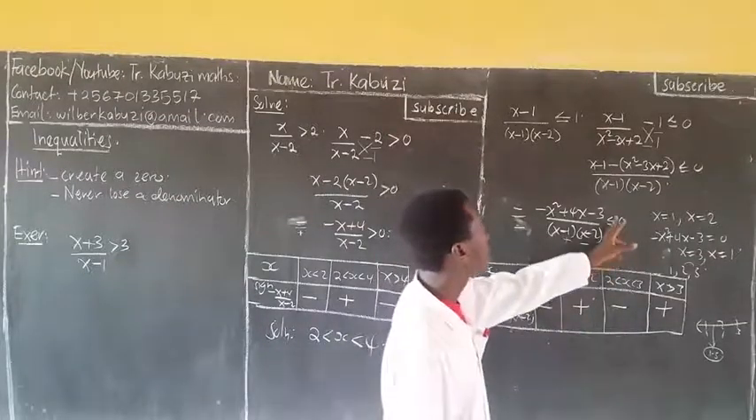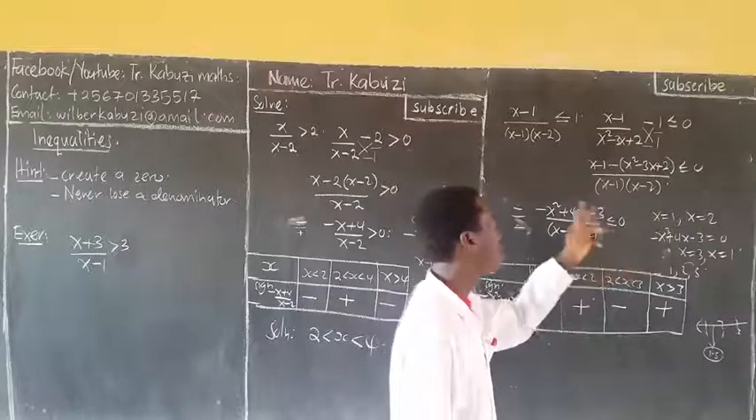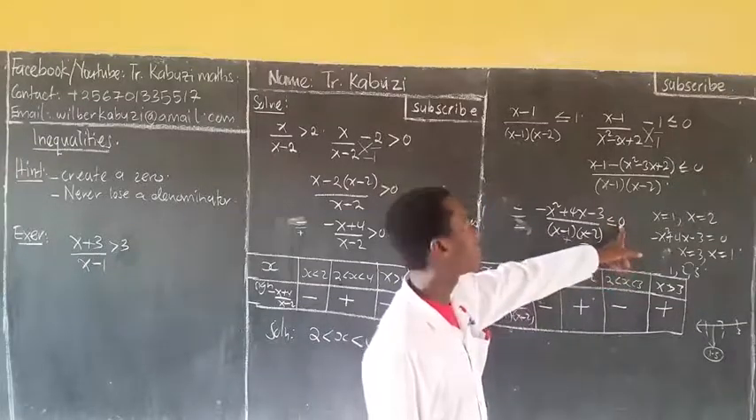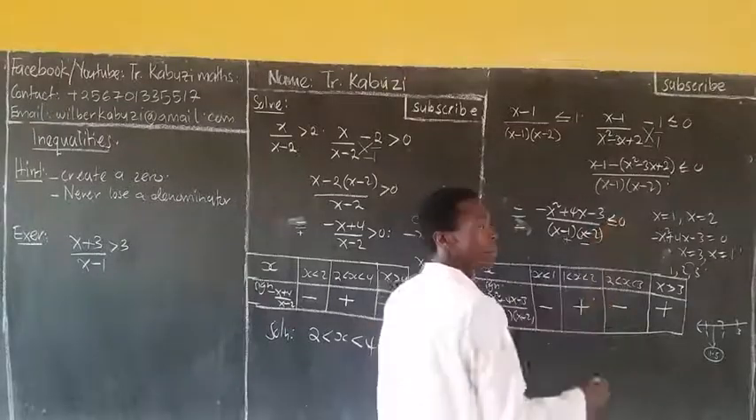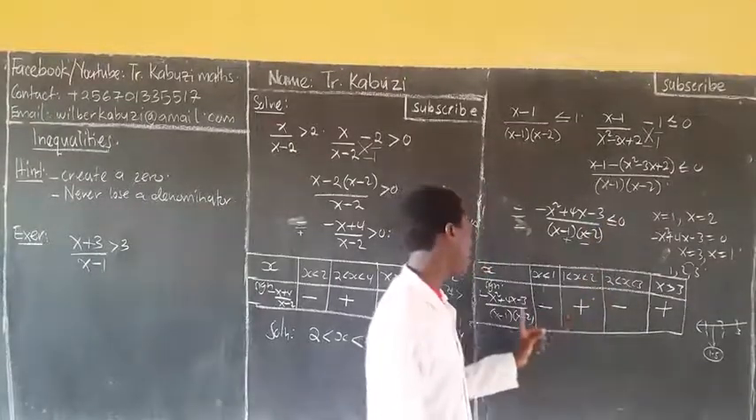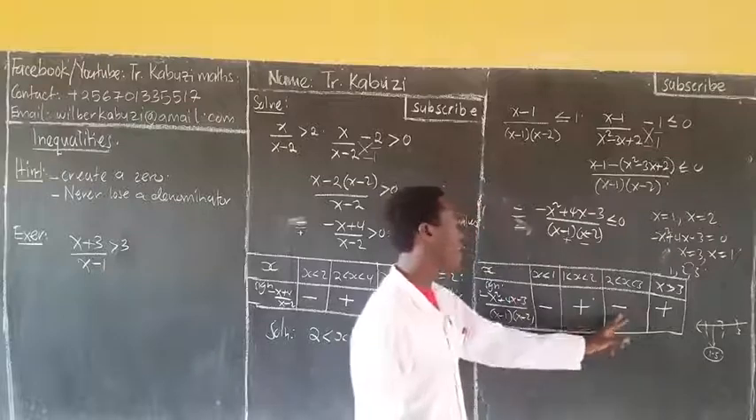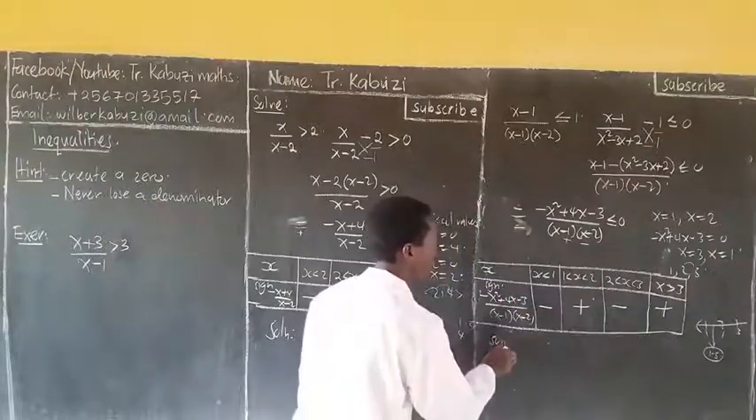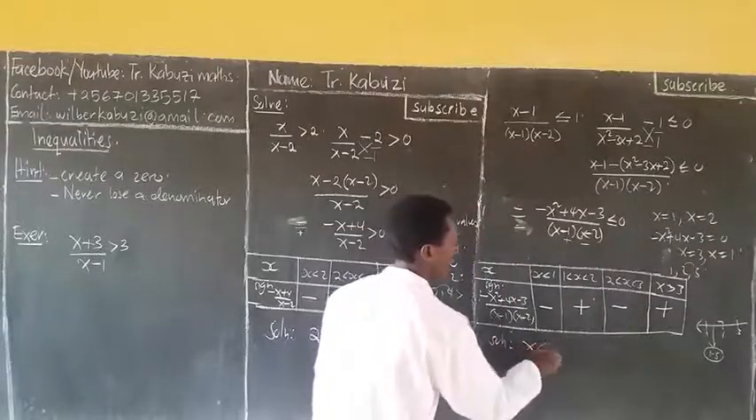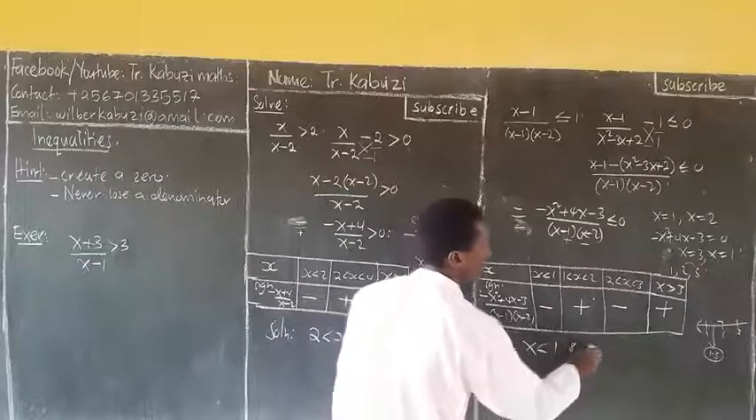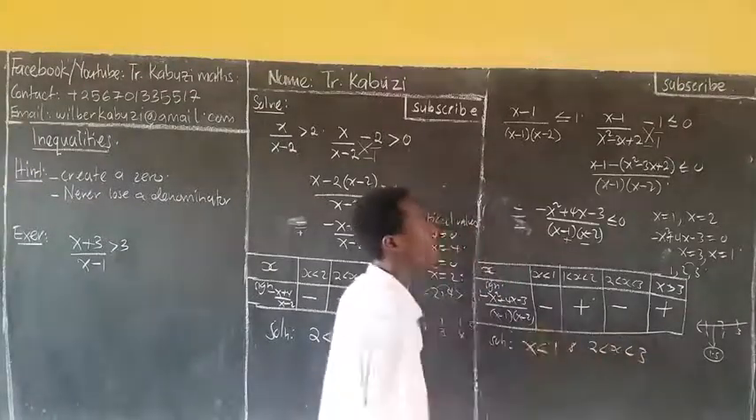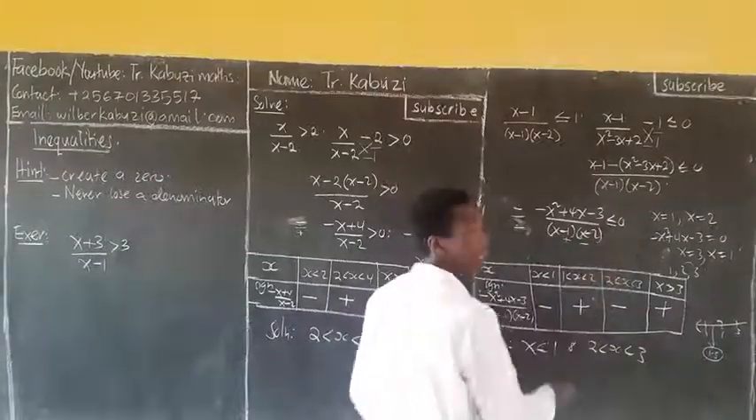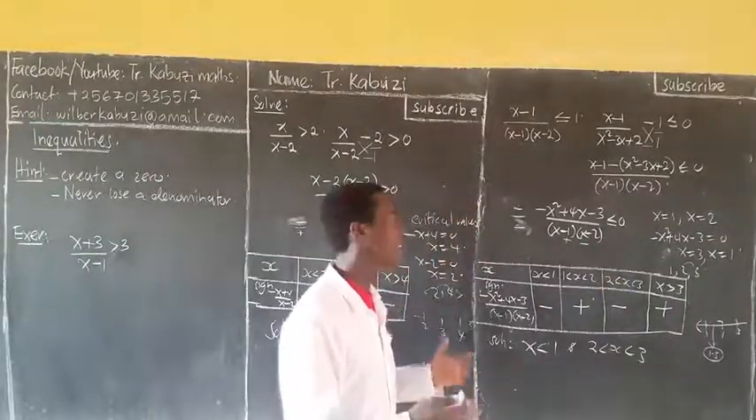Now, because the sign was less or equal to 0, it means that we are interested in the negative signs. Why? Because for them to be less than 0, they should be negative. So we want negative signs. So we have this and this. Therefore, our solution there will be x less than 1 and 2 less than x less than 3. Why? Because less than 0 means negative.